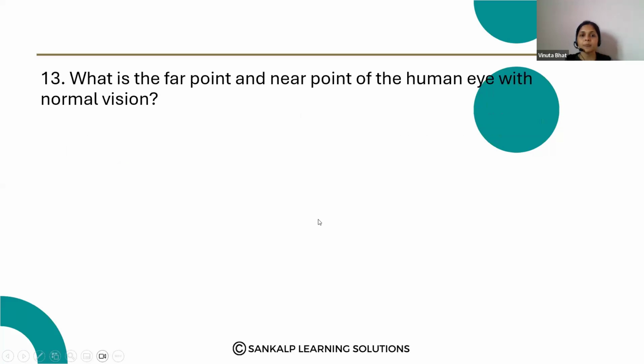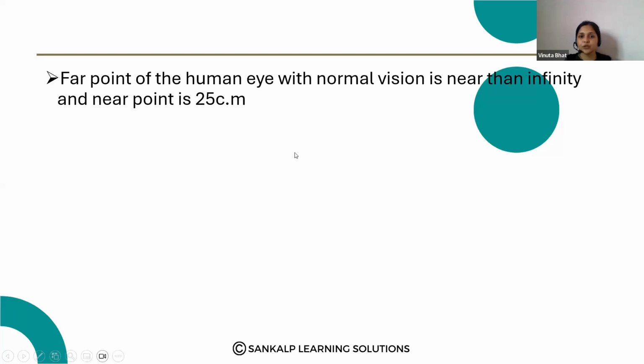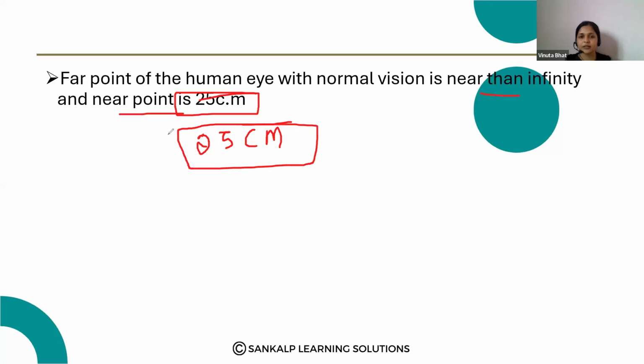Next question. What is the far point and near point of the human eye with normal vision? So the person who is having the normal vision, what is the far point and what is the near point of the human eye? The far point of the human eye with normal vision is infinity, and the near point is 25 centimeter. Okay, that is the correct answer.